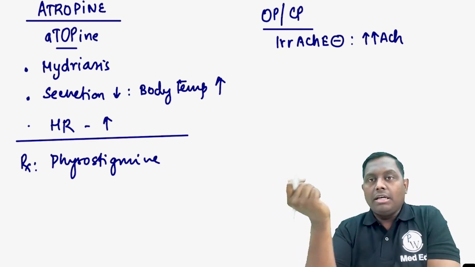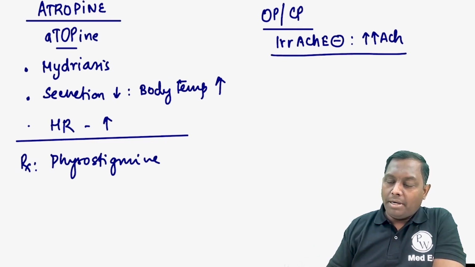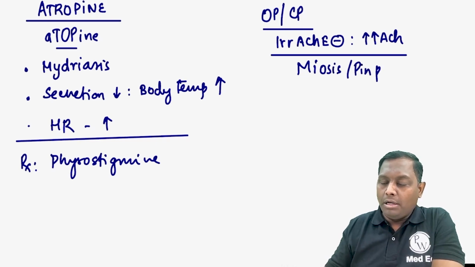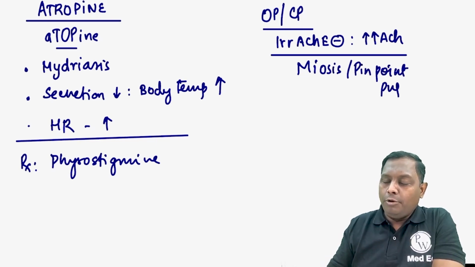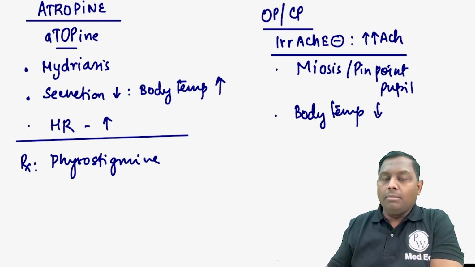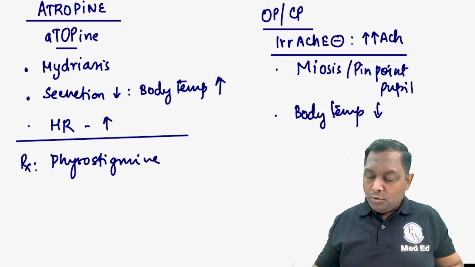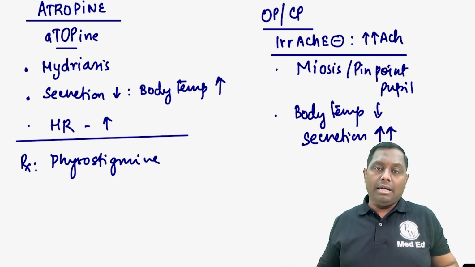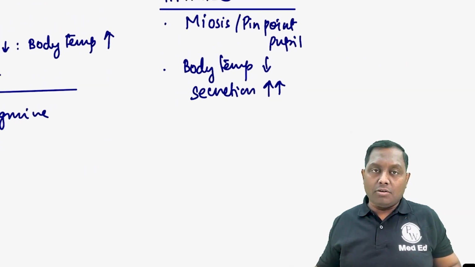Now, if there is an increase in the level of acetylcholine, what will happen? Too much acetylcholine in the eye, there will be miosis. Too much miosis is often given the name pinpoint pupil. Overall, the body temperature may be normal to lesser because secretion is very, very high. Glandular secretion is high, since the M3 receptor is causing too much glandular secretion. You go to the heart, you will find the heart rate is also going to be lesser.